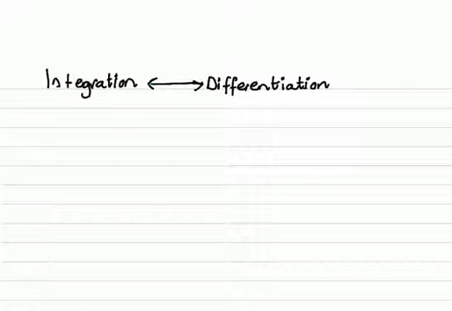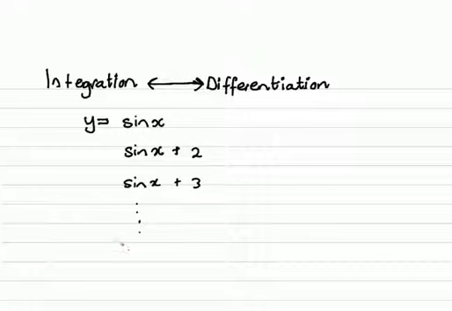Now, I can use this arrow to say I can move from integration to differentiation, and vice versa. So now, let's say we're given a function like y is equal to sine x, and it could be sine x plus 2, and maybe let's say also sine x plus 3, or generally let's say we're given sine x plus a constant. So I hope you notice that in the first instance here, the constant is 0.